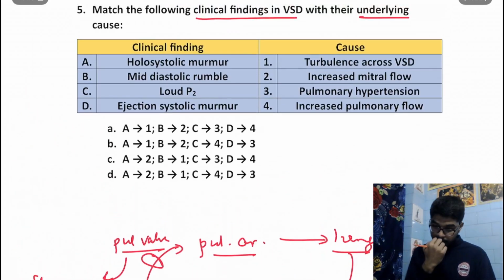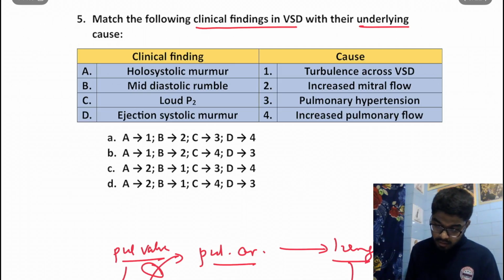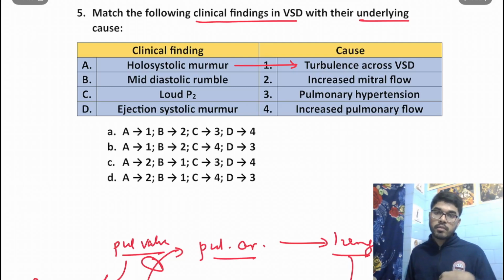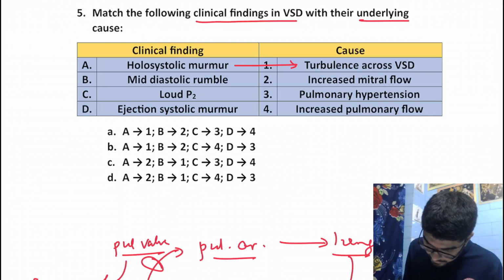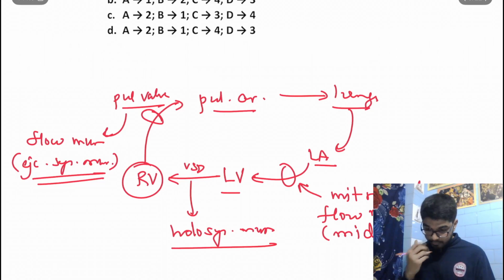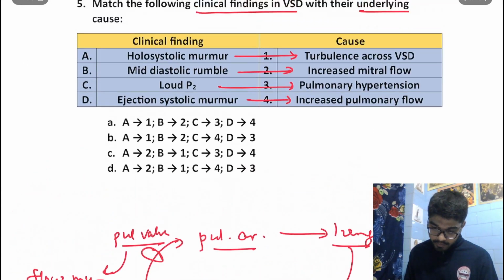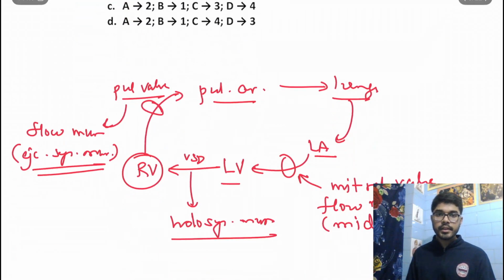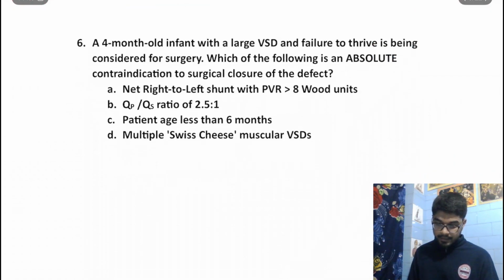Now if we look into the options, holosystolic murmur is due to the turbulence across the VSD, we know this. Mid diastolic murmur would be due to the mitral valve involvement, increased mitral flow. Loud P2 is due to pulmonary hypertension, and ejection systolic murmur is due to increased pulmonary flow. Okay, these flow murmurs are important. So the answer would be A1, B2, C3, D4. Option A should be your answer. Okay, moving on to the next question.